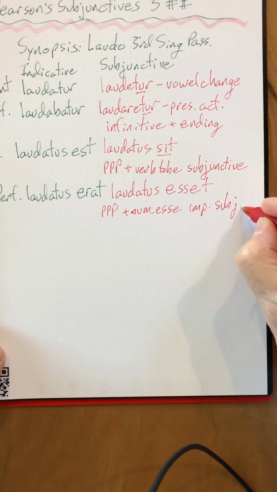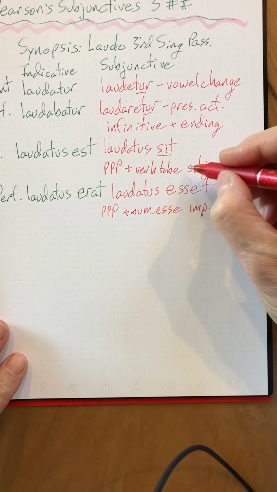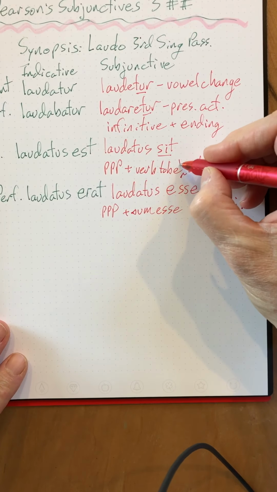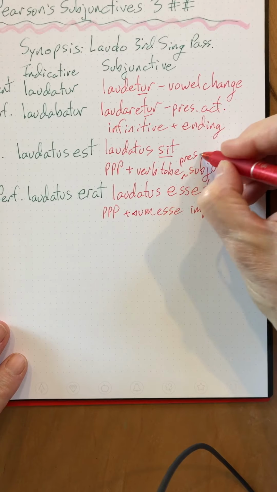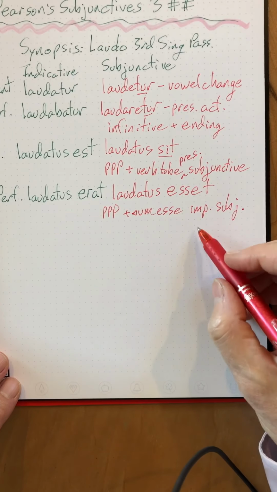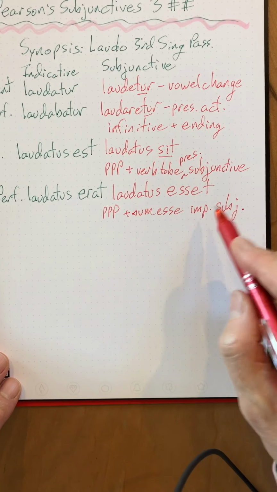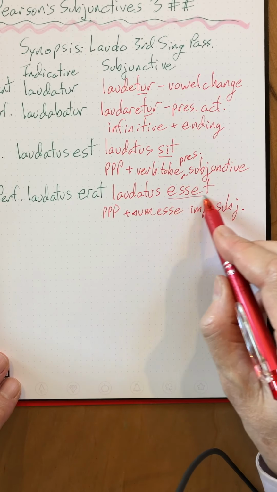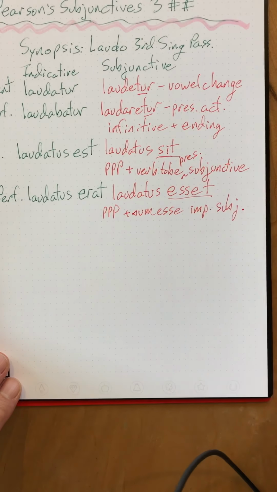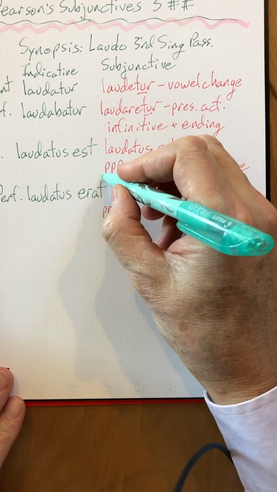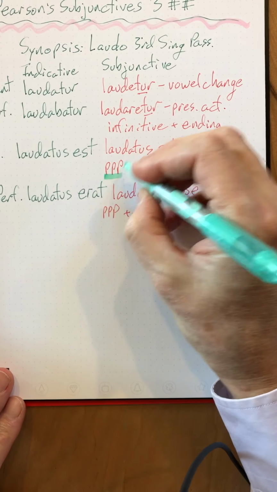And I should probably specify up here that this is the present subjunctive. Sit here, esset here, and in both cases we are still going with the perfect passive participle right here.